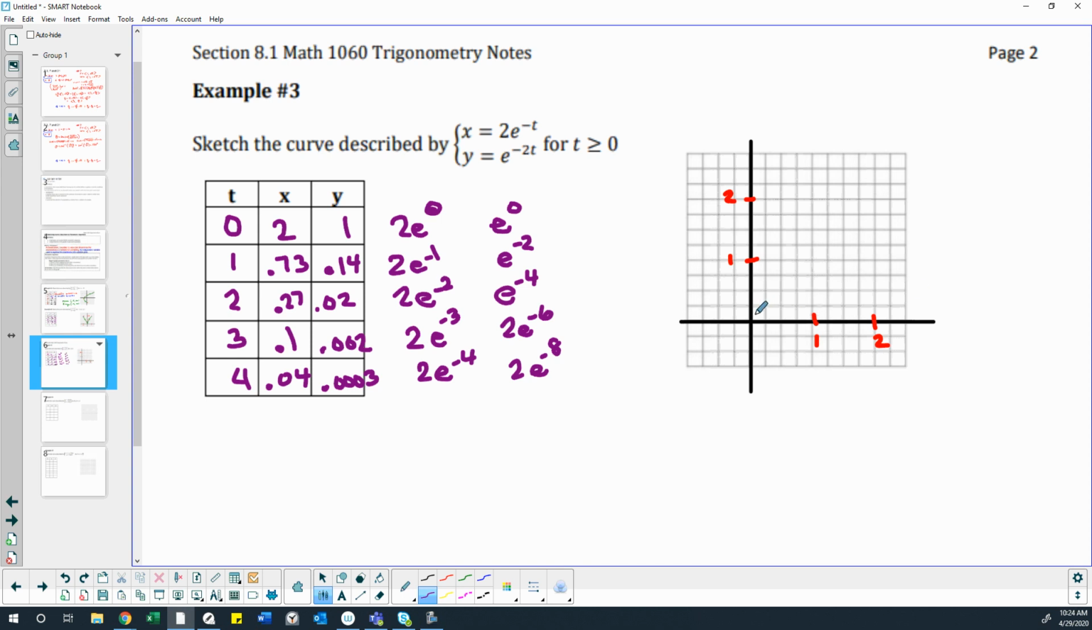So we're going to have a point at 2, 1. That's our starting point. We're going to have a point at 0.73, 0.14, so I don't know exactly where that is, but it's going to be lower than 0.25 and lower than 0.75, but really close. Then 0.27 would just be past one of the little quarter marks here.